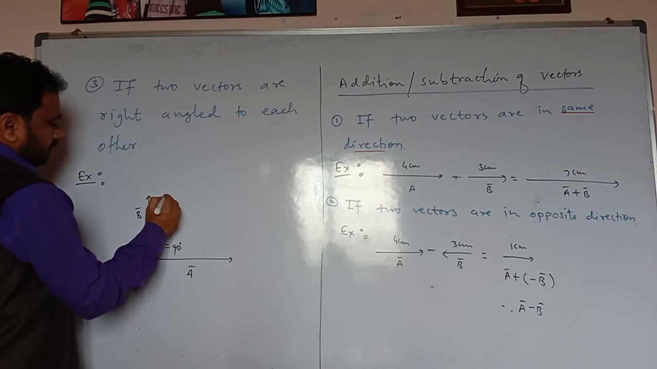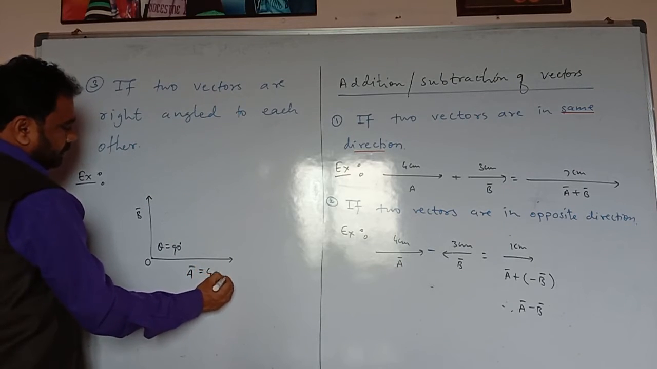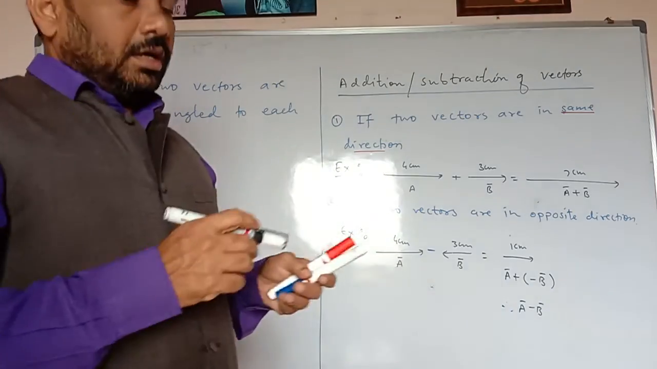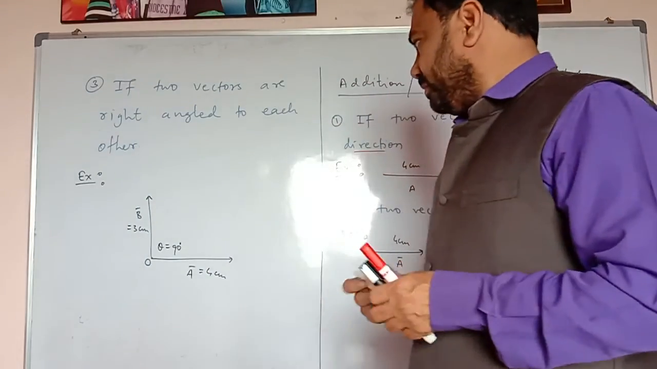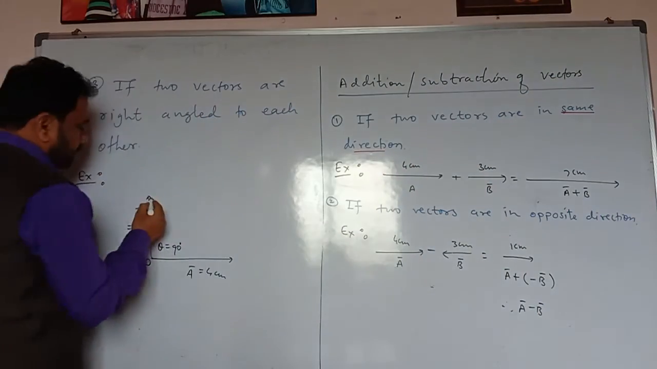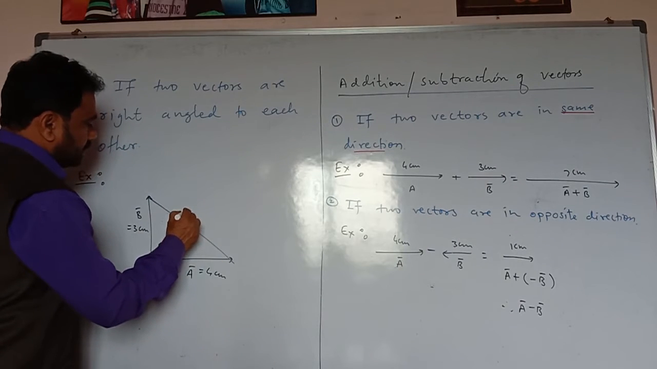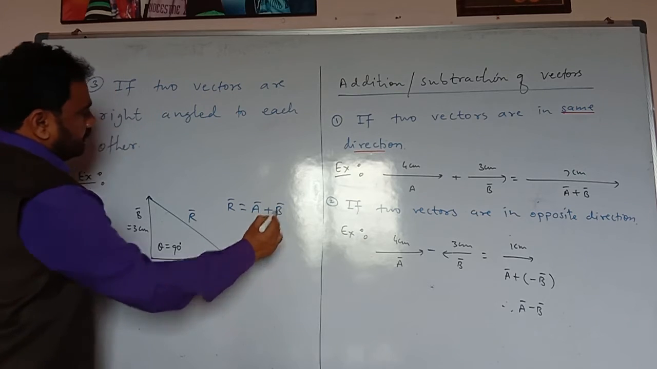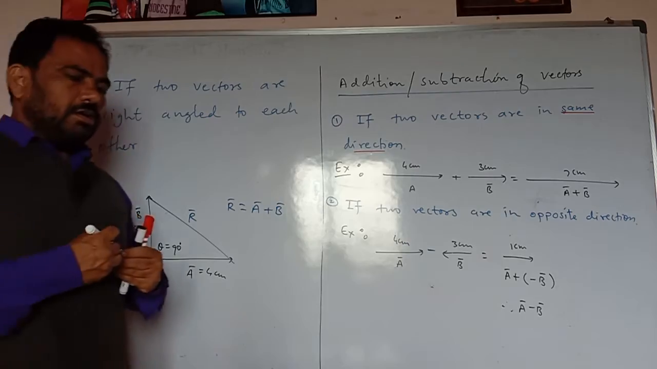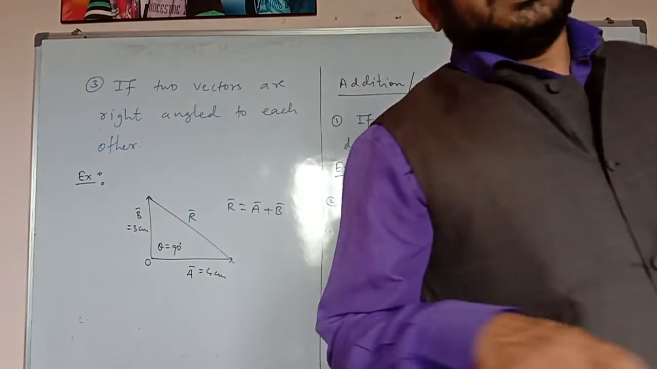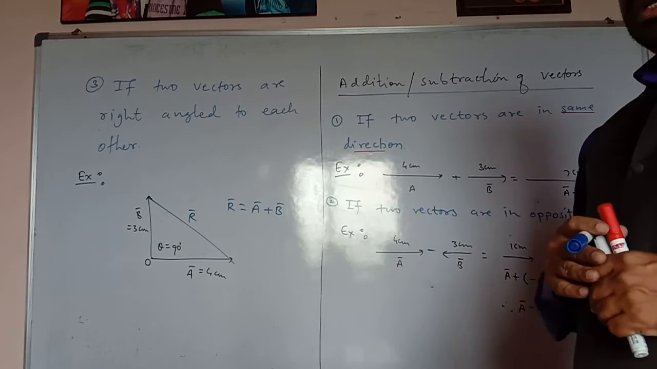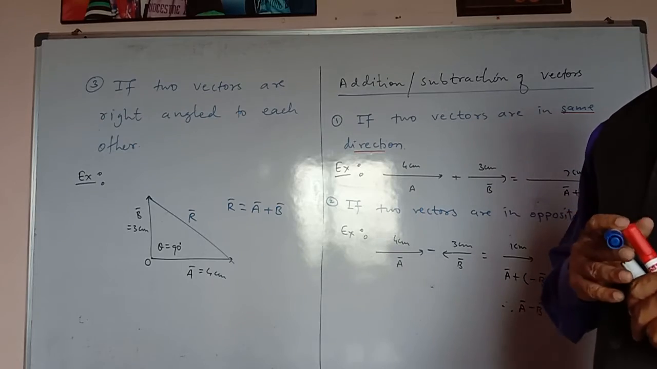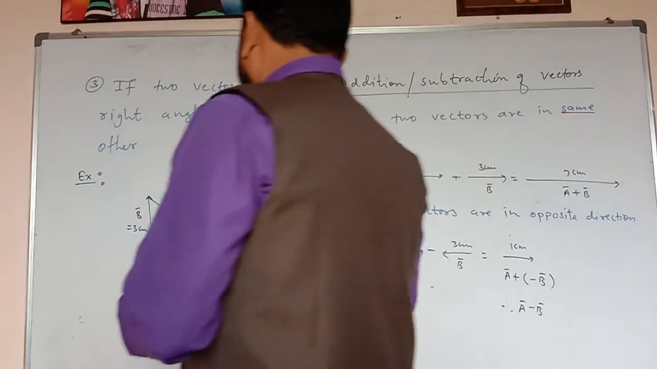Suppose vector A has 4 centimeter magnitude and vector B has 3 centimeter magnitude. Then how can we add them? For that purpose you have to draw one resultant, and that resultant is like this. So this is resultant R, and resultant R means the addition of vector A and vector B. To calculate the resultant, we must add vector A and B. There is the Pythagoras theorem which we have to apply, and you are familiar with that theorem.